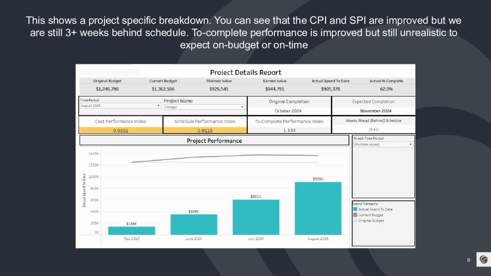Indicators that are below 1 give us an indication that the project is behind. Schedule performance indicator of 0.911. This one tells us our project is a little bit behind. And if you look at the schedule analysis over to the right, you can see that this project is a little bit more than 3 weeks behind schedule.